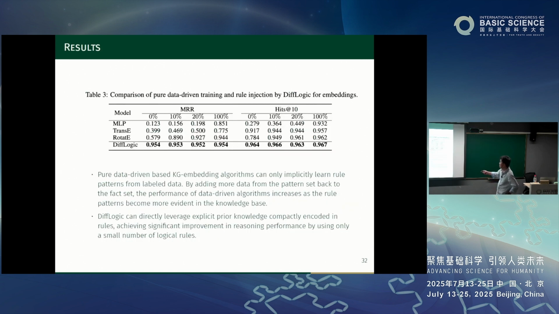And also these results. Embedding-based methods are purely data-driven. You need to have a lot of data to get a higher accuracy. If you don't have many facts, you observe only a small number of facts, but you have many rules, you can still get higher accuracy. That's how deep learning can leverage implicit prior knowledge compactly encoded in the rules, achieving significant improvement in reasoning performance by using only a small number of logic rules.